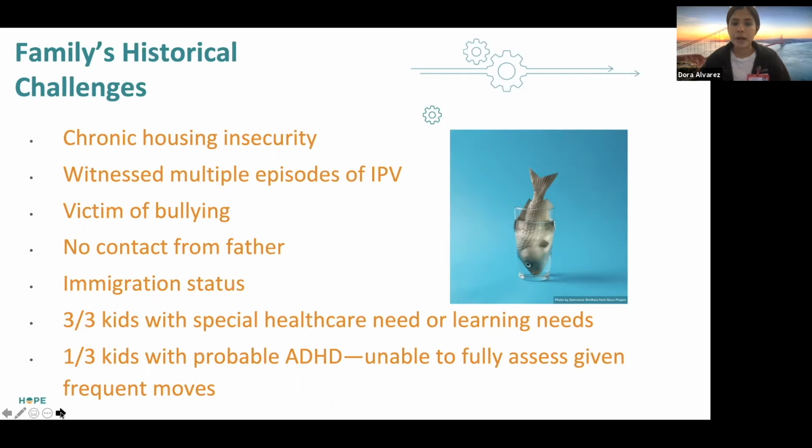To give you a little bit of background, the family had a history of chronic housing insecurity. They oftentimes moved maybe 3-4 times a year in the time that we knew them. Mom was a survivor of interpersonal violence multiple times and with different partners, unfortunately. The boy himself had a history of bullying. He did require therapy in the past, and had no contact from either his father or his brothers' fathers. The mom was an undocumented immigrant, which negatively affected their economic security. And then all three of the children in the family had special healthcare needs or learning needs.